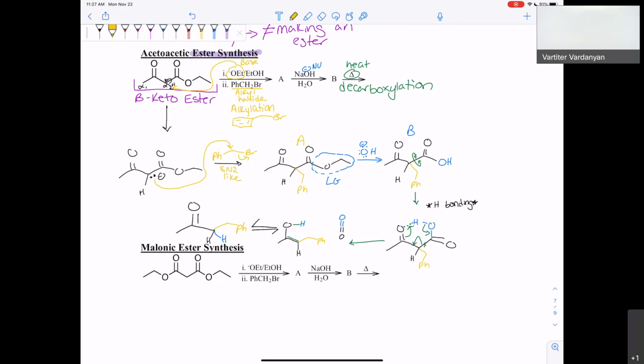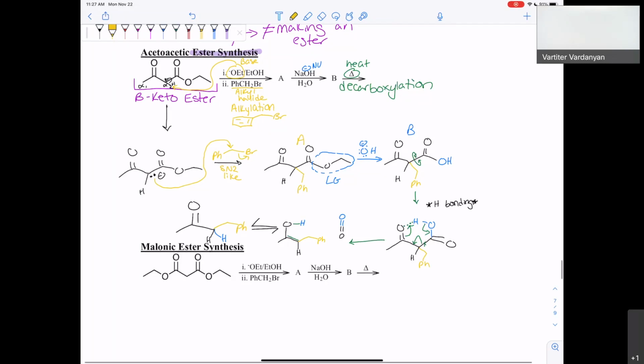So you do need an acid or a base. We can assume that we have water left over in here, and water can catalyze it. So that's a really good point.